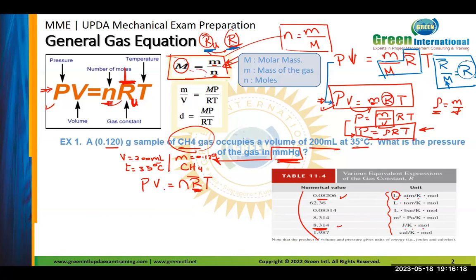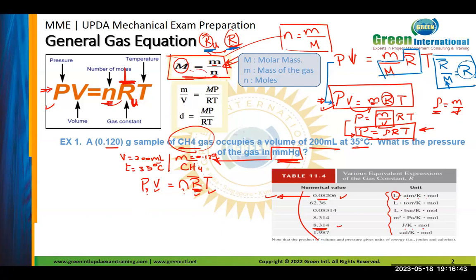Okay, fine. So how to calculate it? P is the required. V is actually given directly. N is not given directly, so it's still unknown. R bar, I can bring from here according to the units I need, so I take this one. T you have, but just change units. So we have N and P not given, but we have a mass.